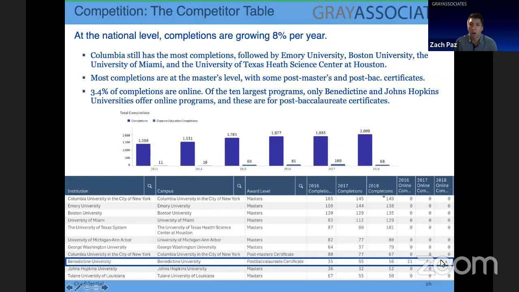As I mentioned, there are some online modalities. For example, the first program that shows up as an online modality is Benedictine University. They have a post-baccalaureate certificate online, where we're estimating that they're going to have around 41 graduates from that program. They had 56 total, and we do an estimate of how many of those are online based on some other data we're able to pull from the Department of Education's IPEDS database.